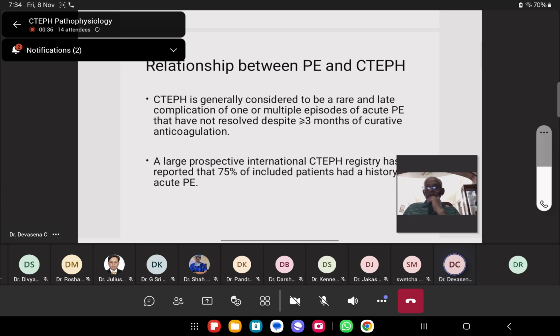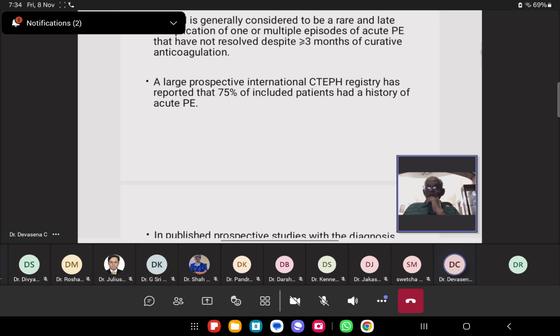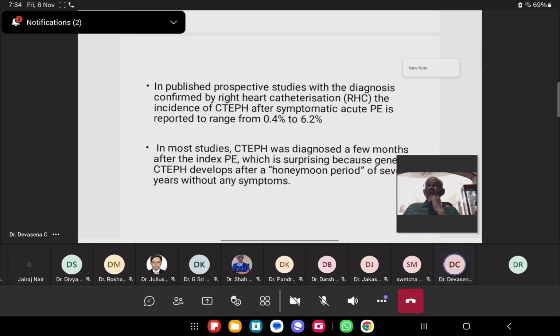A large prospective international CTEPH registry has reported that 75% of included patients had a history of acute pulmonary embolism. In published prospective studies with the diagnosis confirmed by right heart catheterization, the incidence of CTEPH after symptomatic acute pulmonary embolism is reported to range from 0.4% to 6.2%. In most studies, CTEPH was diagnosed a few months after the index pulmonary embolism, which is surprising because generally CTEPH develops after a honeymoon period of several years without any symptoms.